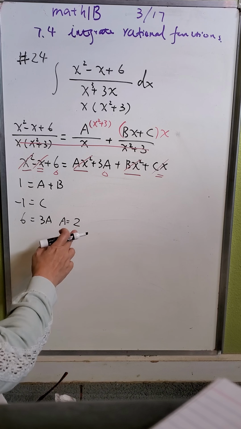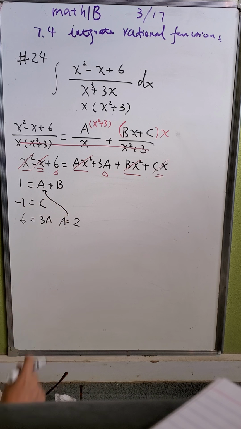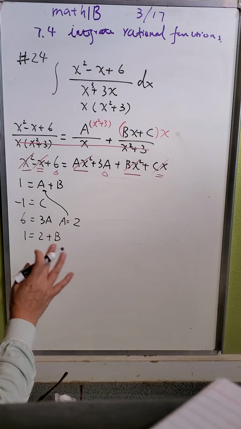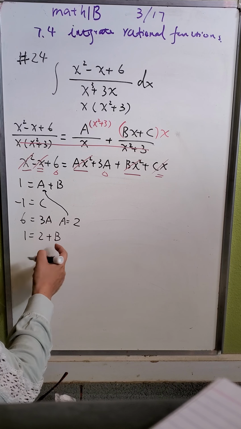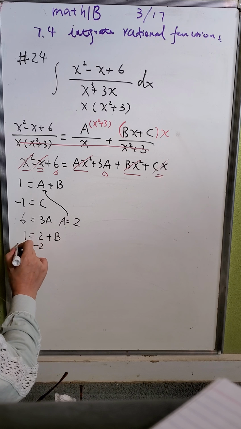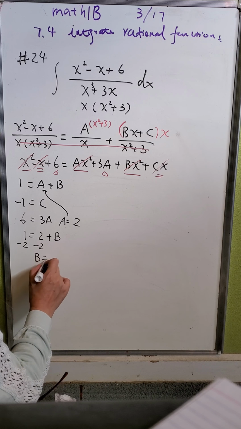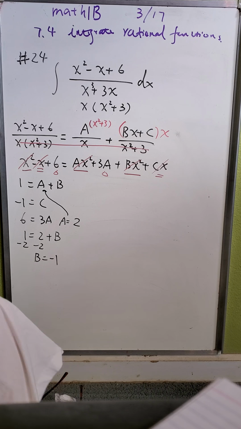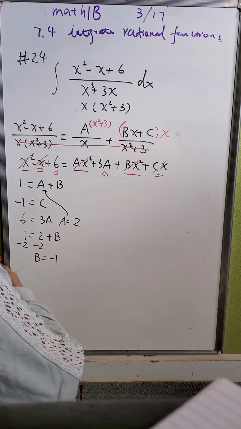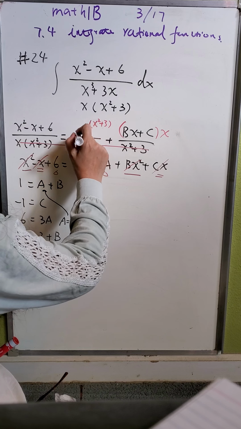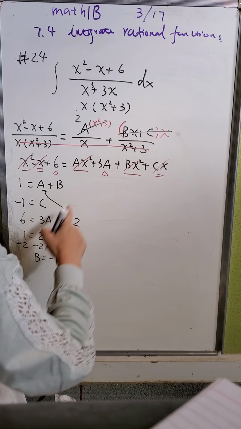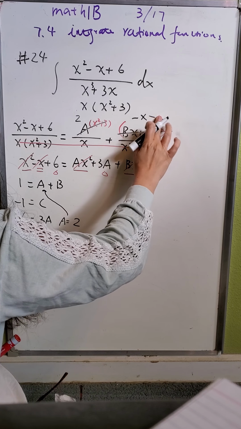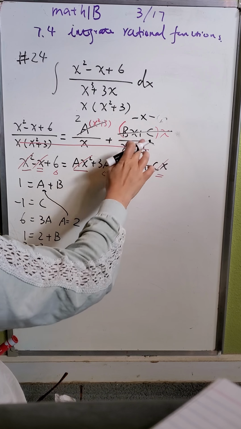So once you get that, I'm going to put it right here. 1 equal to 2 plus b. I'll be careful, because you guys are not in front of me to remind me, so sometimes I make a mistake, and then I really miss you guys in the class. So b is equal to negative 1. So once we get that, we know that a is equal to 2, and b is negative 1, and c is equal to negative 1.